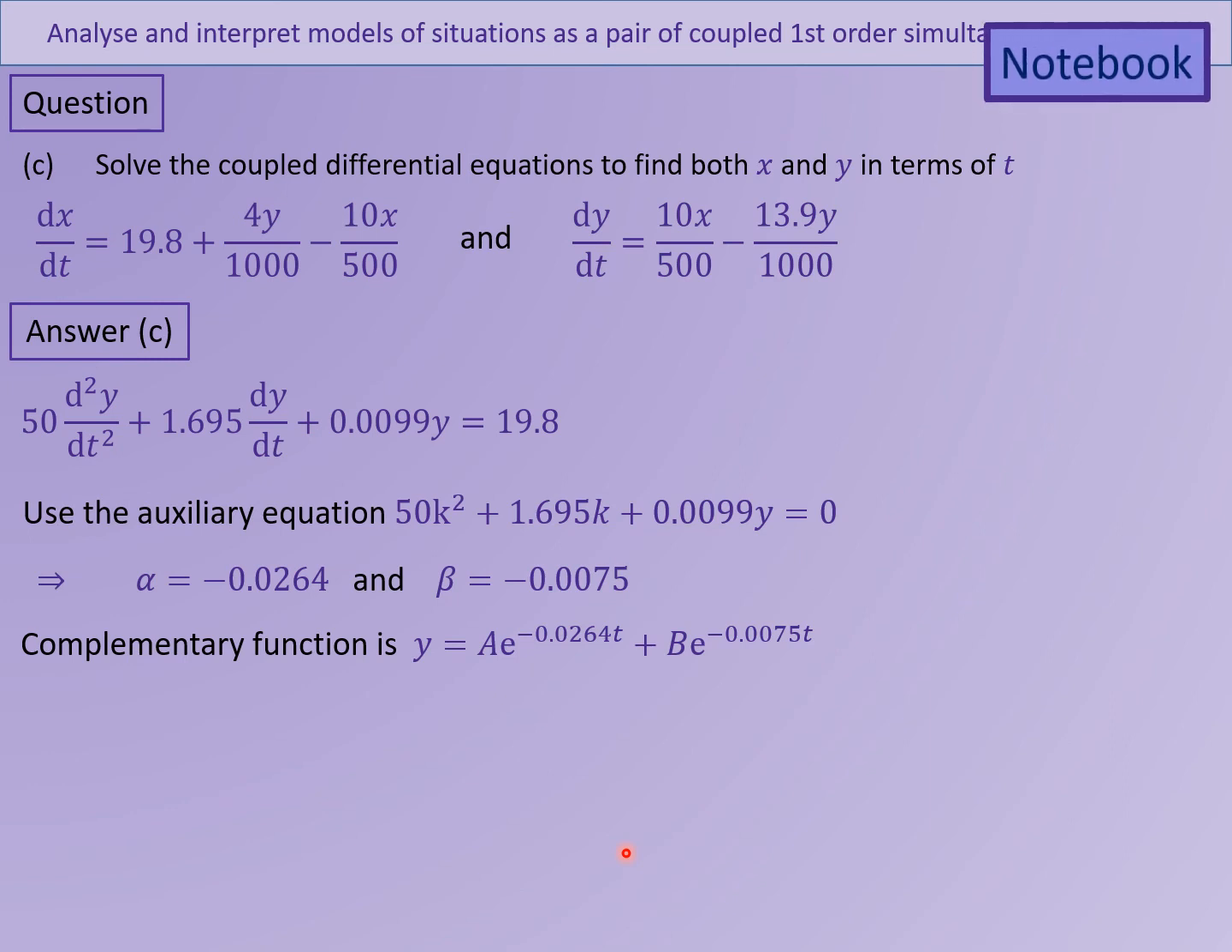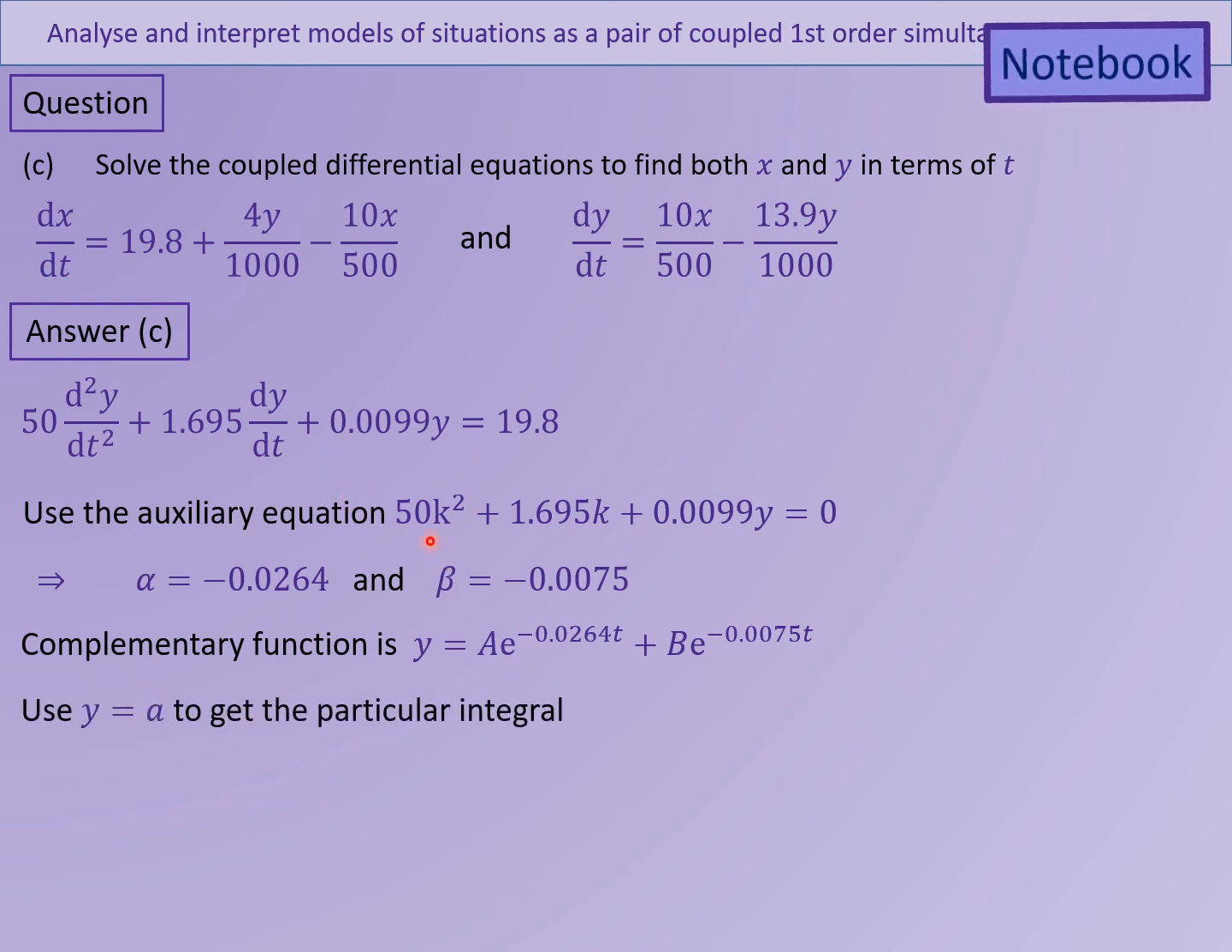So there we go, y equals a e to the minus something t plus b e to the minus something t. So I'll substitute both those in. And now I need to deal with the 19.8. 19.8 is very easy to find a solution. You could just set y equals 19.8, because when you differentiate, it goes to 0. When you differentiate a second time, it goes to 0. So therefore, we can just get 19.8.